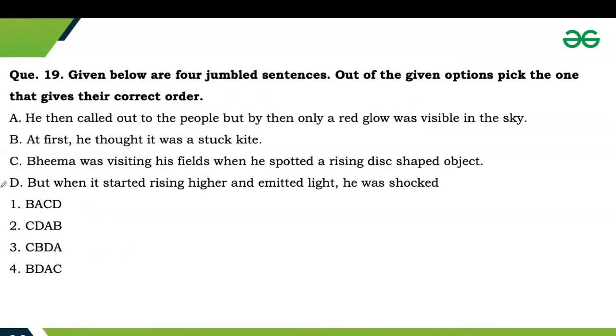Next one is question number 19. Comment your answers for question number 19. So given below are four jumbled sentences. Out of the given options, pick the one that gives their correct order. Okay. So we have four jumbled sentences. Identify which one is the correct order.